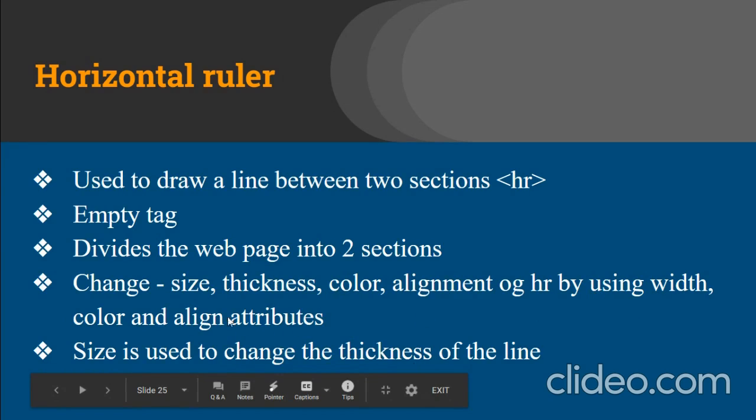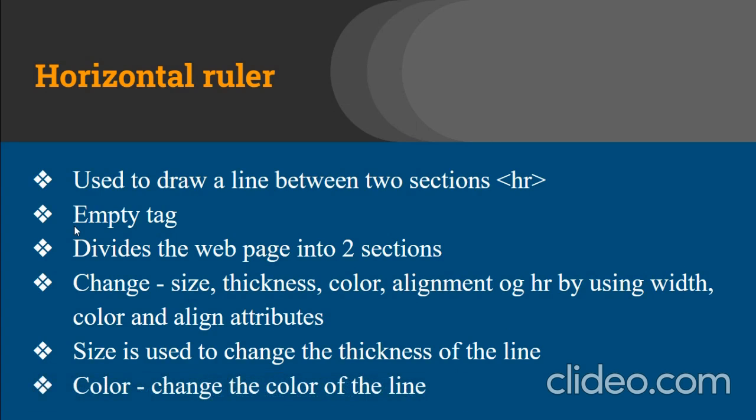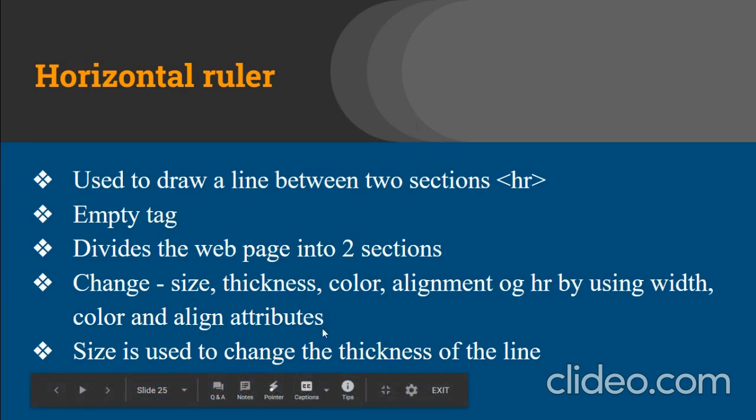Using these attributes, you can change the size of the line, thickness of the horizontal ruler, color, alignment, everything you can change using the attributes. Why is the size attribute used? It is used to change the thickness of the line. The color attribute is used to change the color of the horizontal ruler.